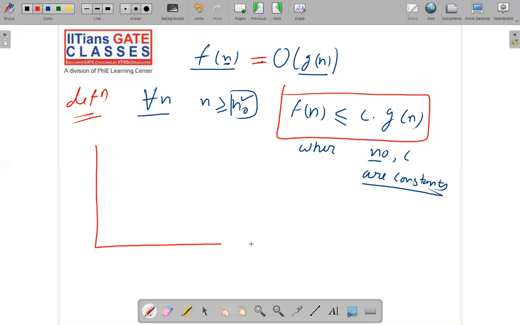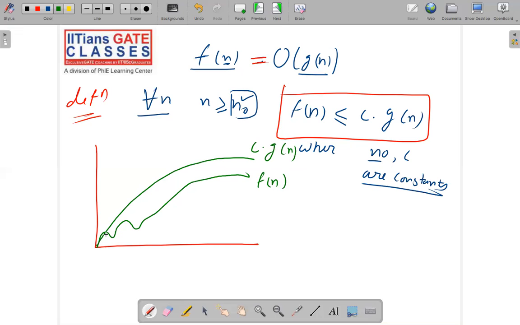And in graph format, if you see, we have one function which is basically Fn, which goes something like this. It could be any function, right? The shape is not required to go like this. I'm just assuming the shape is like this. And we also have Gn, and we multiply Gn with a constant c. So c Gn will go like this. This is c dot Gn. This is Fn.